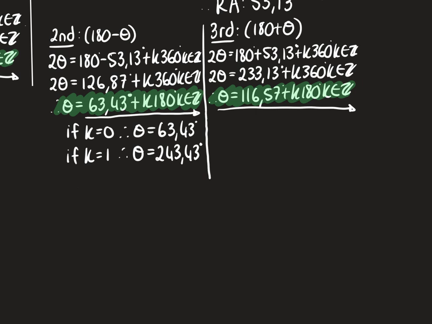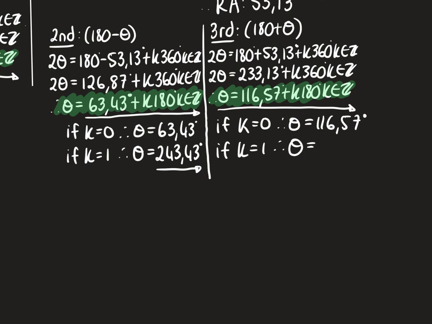Okay, so those are my solutions for the second quadrant. Let's now have a look at my solutions for the third quadrant. So now if we make k equal to 0, therefore theta is going to equal 116.57 degrees. Does that fall within my domain of 0 to 360? Yes, it does. Therefore, it's a solution. Let's try 1. You can do a lot of mental math here, guys. You don't have to put it into your calculator. You can see whether it's going to fall out or in.